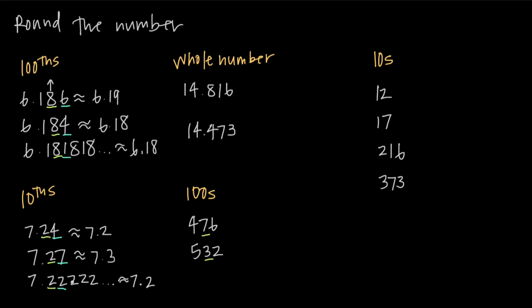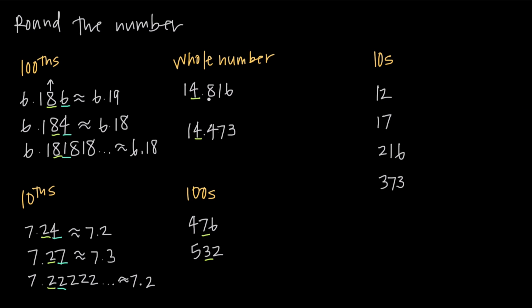7.2222 on forever is closer to 7.2 than it is to 7.3, so we round it to 7.2. We can even round to the nearest whole number. If you're asked to round to the nearest whole number, that just means you're rounding to the units place or the ones place, which is this place right here. In other words, we're looking to get rid of the whole decimal value and just round to the nearest whole number. So this is going to be the units place.